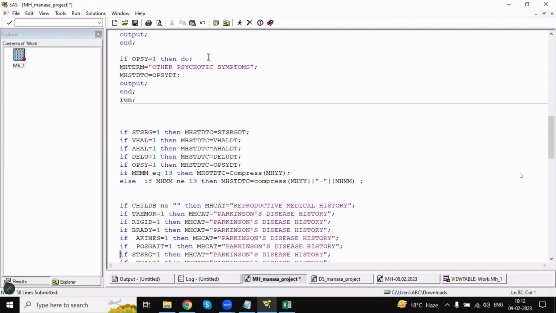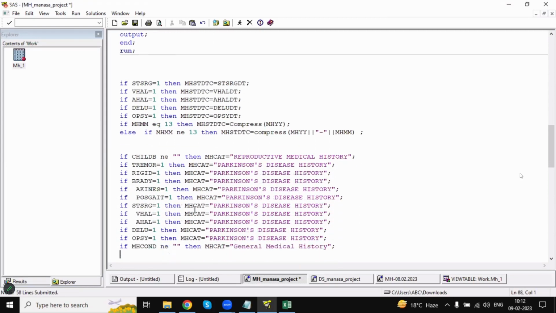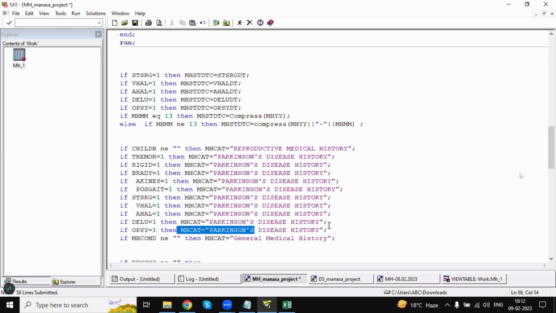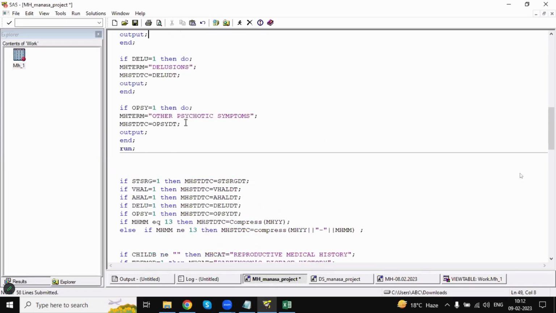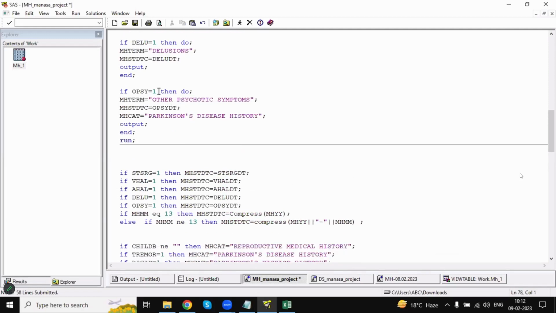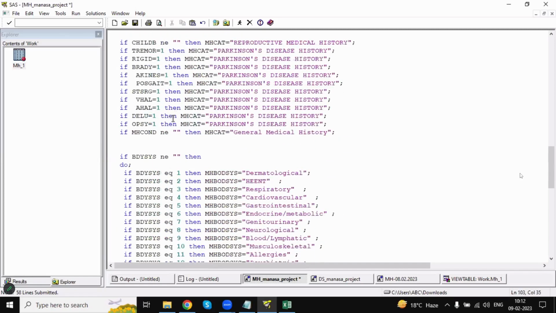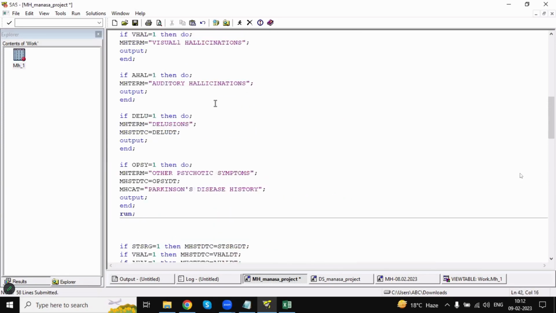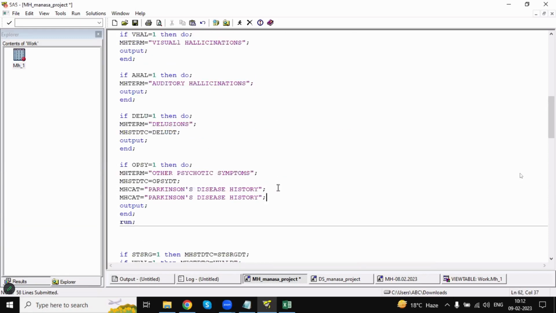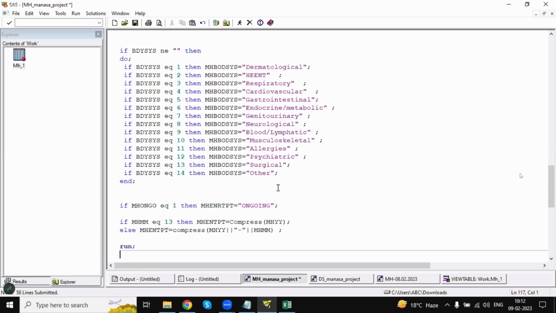Even the categories also. For example, what is the OPSC category? When OPSC is equal to 1, what is the category? This category name, you'll write here only. Simple. So when OPSC is equal to 1, what is the term? What is the start date? What is the category? Clear?